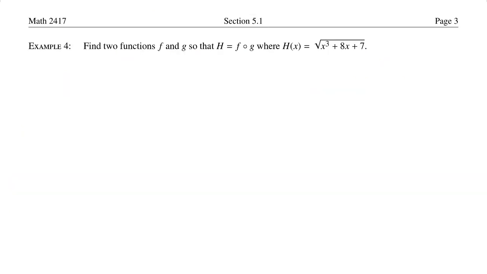Let's take a look at example 4. Find two functions f and g so that h is a function that's equal to the composition f composed with g, where h of x is equal to x cubed plus 8x plus 7. So basically what you're looking to identify here is f as sort of an outer function and g as sort of an inner function.